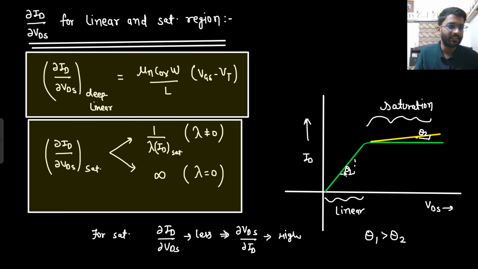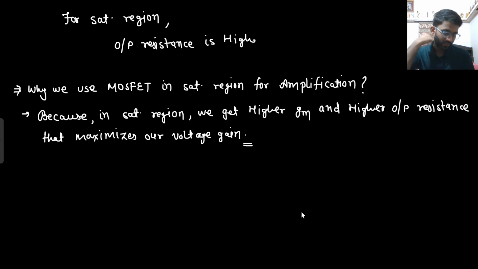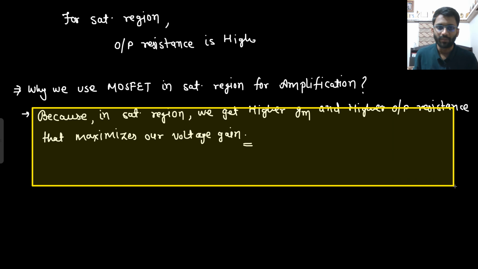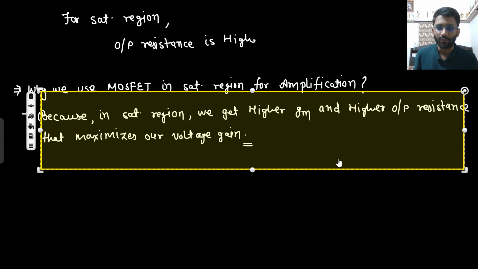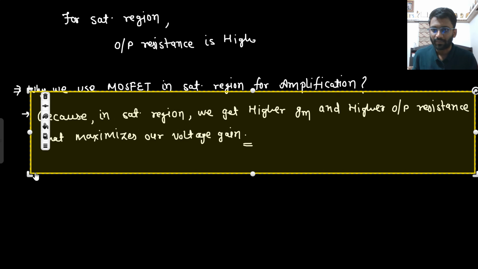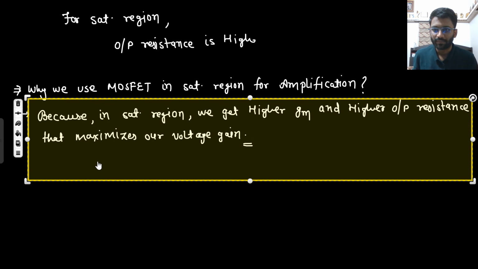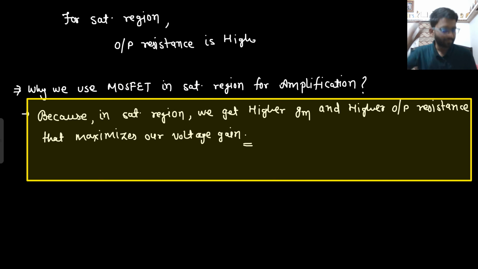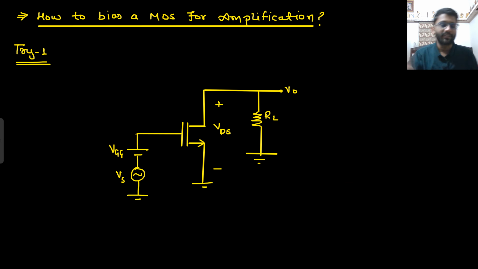So if output resistance is larger, that means the output resistance will not eat up any current, and most of the current will go through the load only. So that's why we use MOSFET in saturation region for amplification. This is one of the most important answers for your interview, and even for the GATE examination, because they can ask any question, right? Let's move on to the next concept.